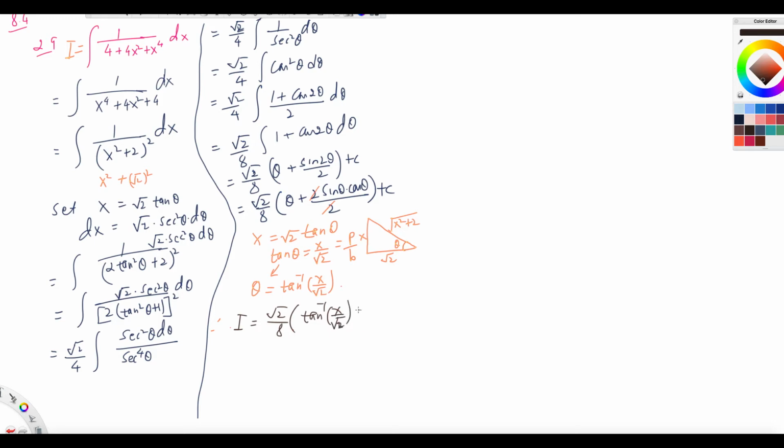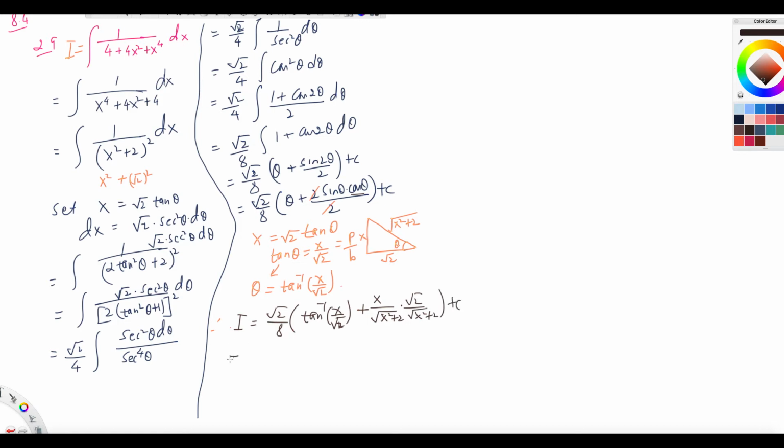Okay, and then plus sine theta is perpendicular over the hypotenuse, that is x over root x square plus 2, that's what I get, right, times, and then what is the cosine theta? Cosine theta is base over the hypotenuse, right? Root 2 over the hypotenuse, which is root x square plus 2, okay, and then plus c.